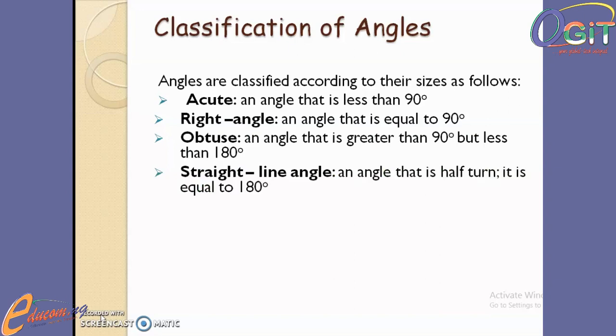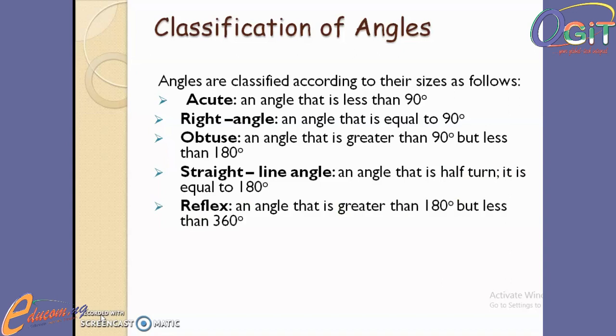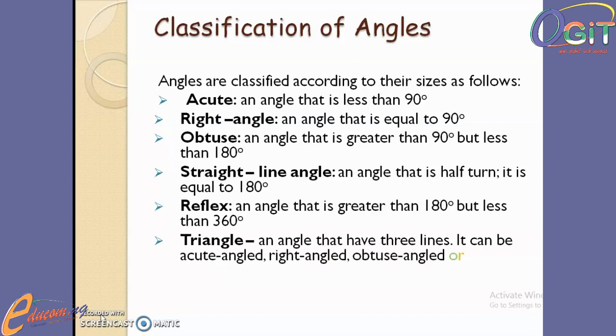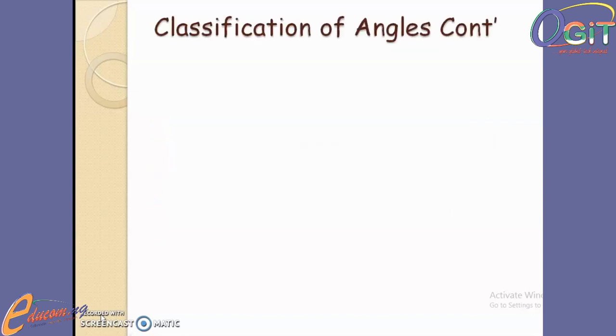Straight line angle, an angle that is a half turn, that is, it is equal to 180 degrees. Reflex angle, an angle that is greater than 180 degrees but less than 360 degrees. Triangle, a shape that has three lines. It can be acute angled, right angled, obtuse angled, or isosceles, that is, two sides are equal.